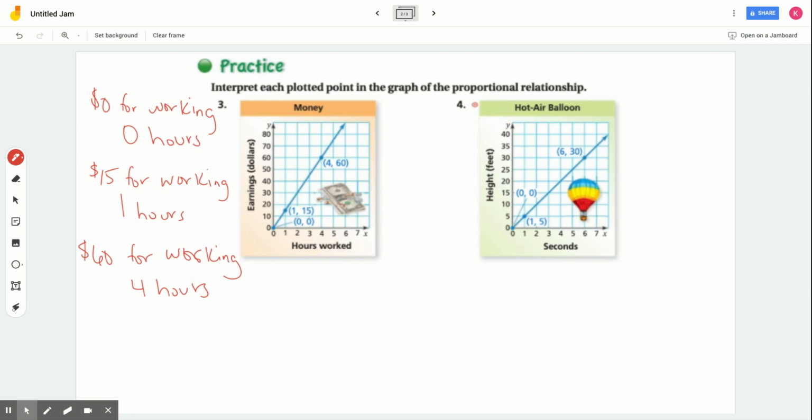Go ahead and try number 4 on your own right now. So in number 4, we can see that we were talking about the height in feet of the hot air balloon in how many seconds. So if we look here, the first one, we're going 0 feet in 0 seconds. The next one, we are going 5 feet in 1 second. The next one, we are going 30 feet in 6 seconds.